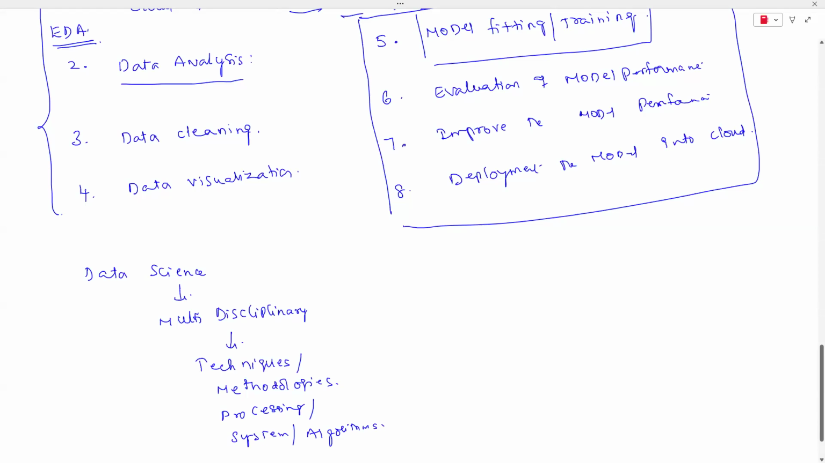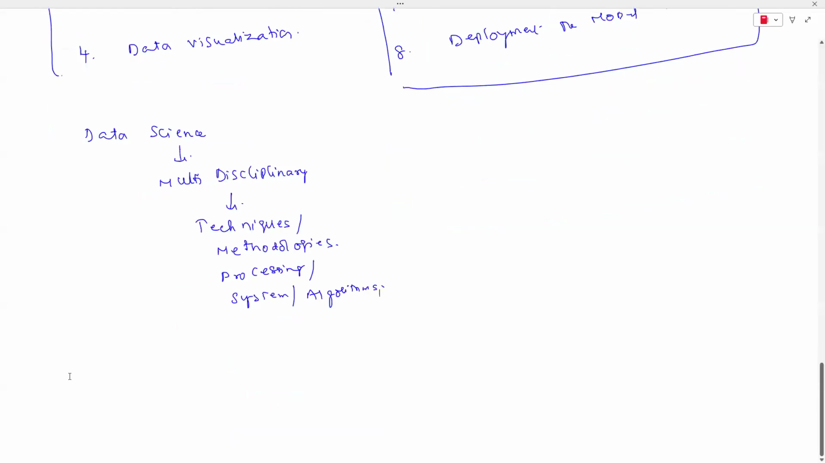So simply, the definition of data science is that it is a multidisciplinary field where we use different scientific and mathematical techniques, different methodologies, different processing techniques, different types of systems and algorithms. But finally, what is our main target, guys? Whatever techniques, methodologies and processing we use, our target is to get some insights from the data, guys.